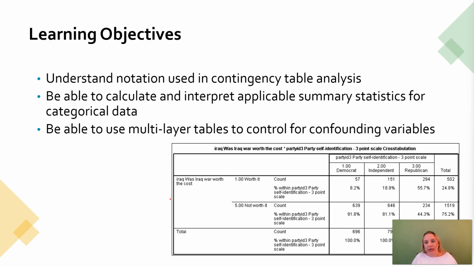Continuing on with our learning objectives, you're going to understand notation used in contingency table analysis, be able to calculate and interpret applicable summary statistics for categorical data, and be able to use multi-layer tables to control for confounding variables. So here would be an example of a contingency table that you would get out of SPSS. This table is displaying two variables.